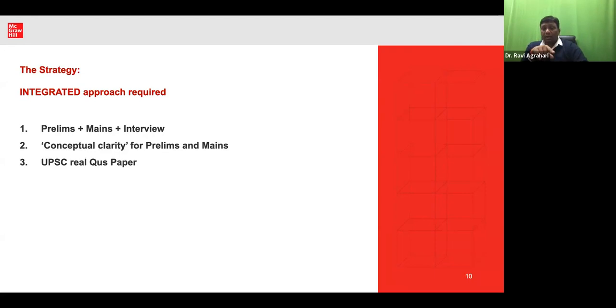And in this book, at the end, I have given you all the mains answers of 7-8 years of UPSC question papers. Then at the last moment, I have given you some practice question papers for prelims and mains also. This book is not for prelims only. This book is for prelims, mains and interviews, everyone. A single book. Conceptual clarity for prelims and mains is very important.